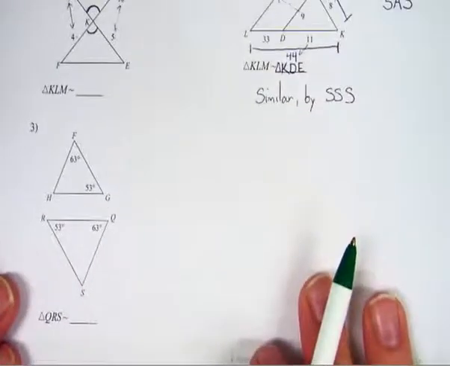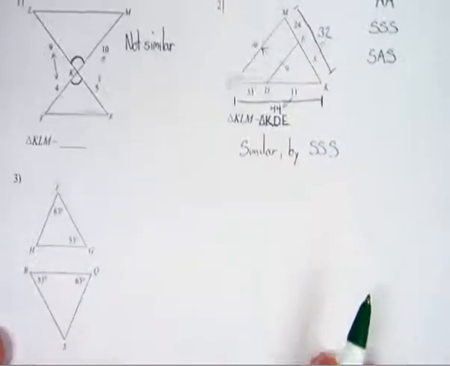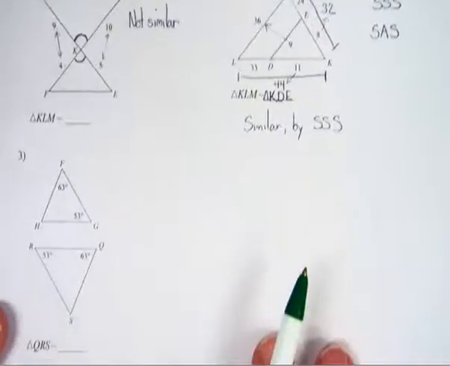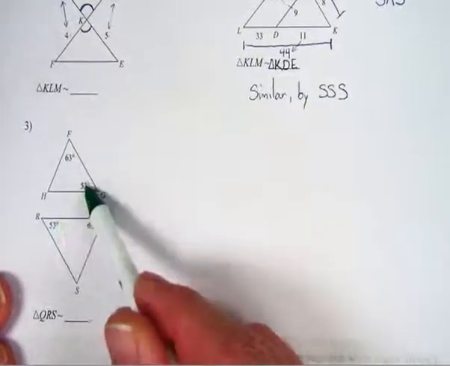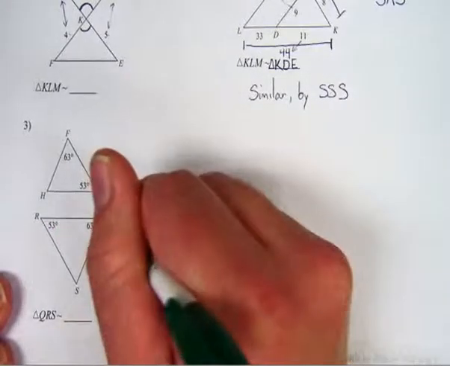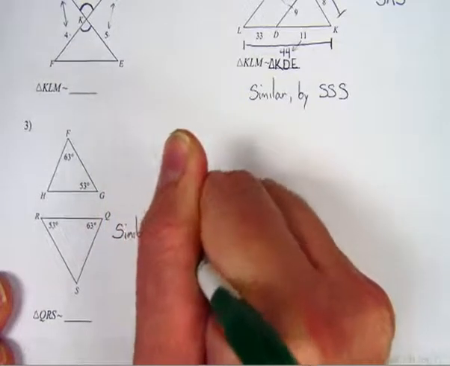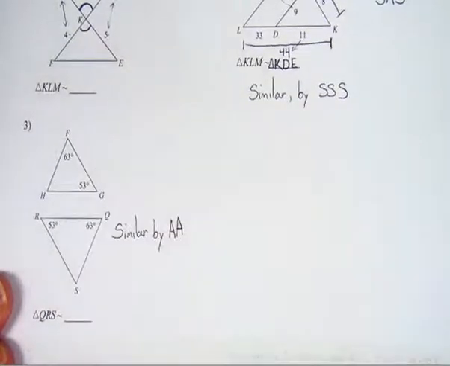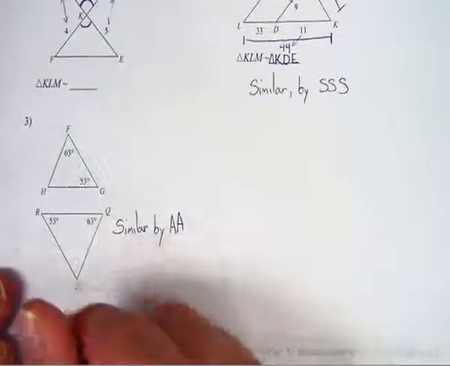All right, in our final example, we just have two angles congruent. So we know we're going to use AA, and there's no more work to be done here. There's one set of congruent angles, there's another set. So these are similar by AA, so that was easy enough. And now we just need to set up our correspondence. Be careful on your angles here.